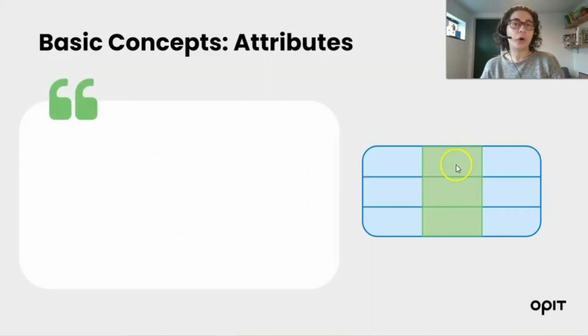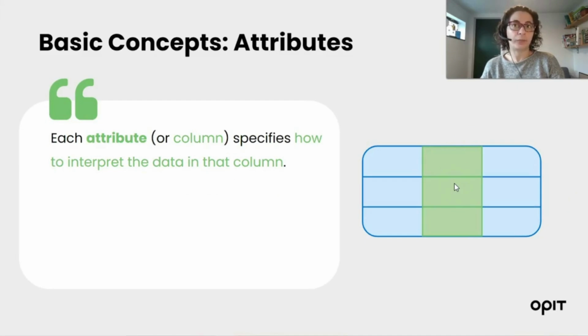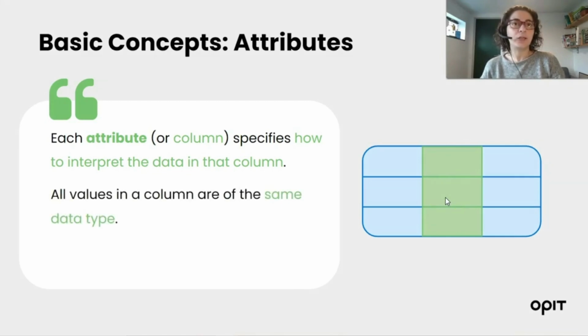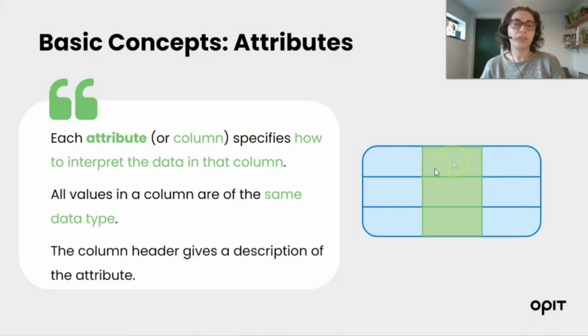And then the attributes, or columns, correspond to the columns of those tables and specify how to interpret the data in that column. Now, since each column or attribute corresponds to a characteristic, let's say, of the entity type modeled in the relation, all the values in one particular column have to be of the same type. For example, if the attribute is age, then all the values in that particular column, which correspond to the ages of the entities stored in each row in the table, need to be either all of them integers or all of them floats or all of them strings. That's a choice, but it has to be the same. The header of the column gives a description of the attribute.